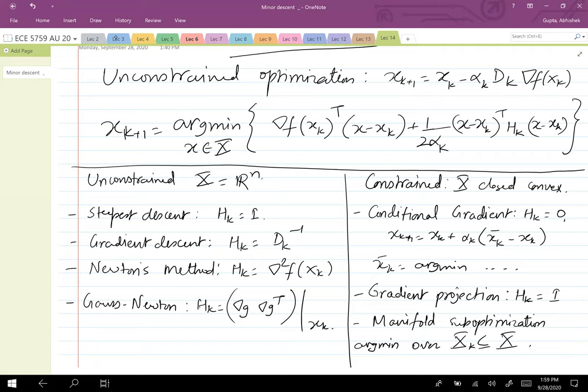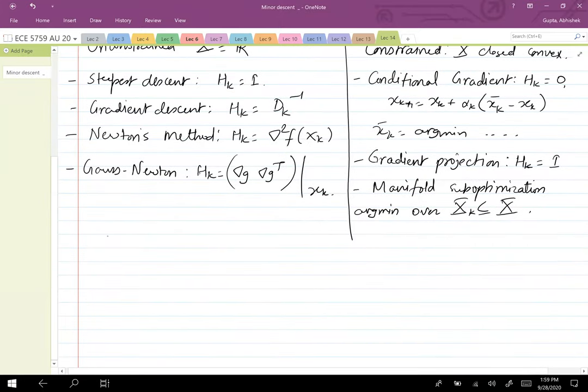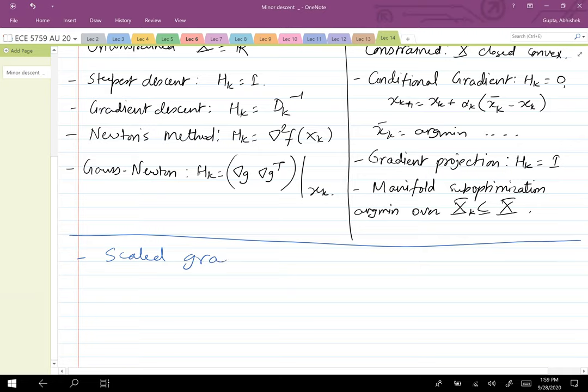Okay, so now let me give you two more examples in the constrained situation, two new algorithms. So one more new algorithm is scaled gradient projection, where you pick H_k as some positive definite matrix. Okay, so this is similar to this gradient descent method.